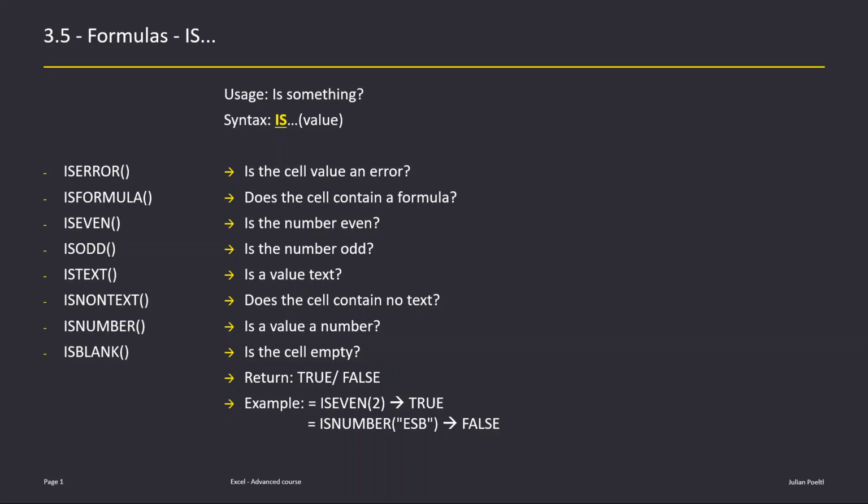ISEVEN checks if a number is even. ISODD checks if a number is odd. ISTEXT checks if a value is a text. ISNONTEXT checks if a cell contains no text. ISNUMBER checks if a value is a number. ISBLANK asks if a cell is empty.